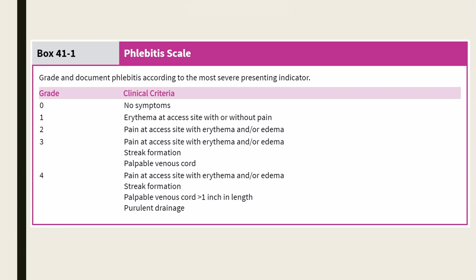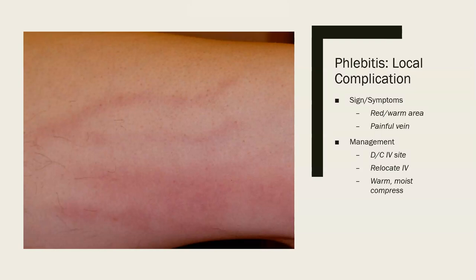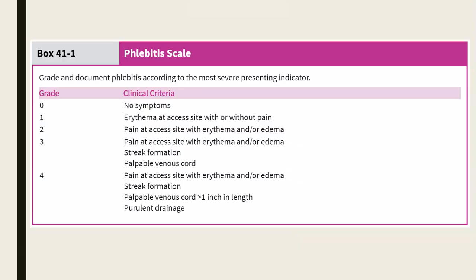So you can see here, grade 1 would just be erythema at the access site with or without pain. Grade 2 would be pain at the access site with erythema and/or edema. Grade 3 is pain at the access site with erythema and/or edema and streak formation. So you can see that in the last picture here. It kind of has streak formation. You can see where the vein is and how inflamed it is. And then you may also have a palpable venous cord, so you can feel that inflammation in the vein.